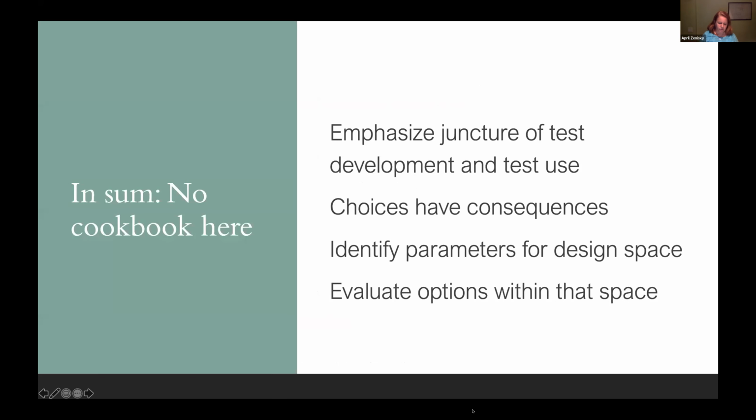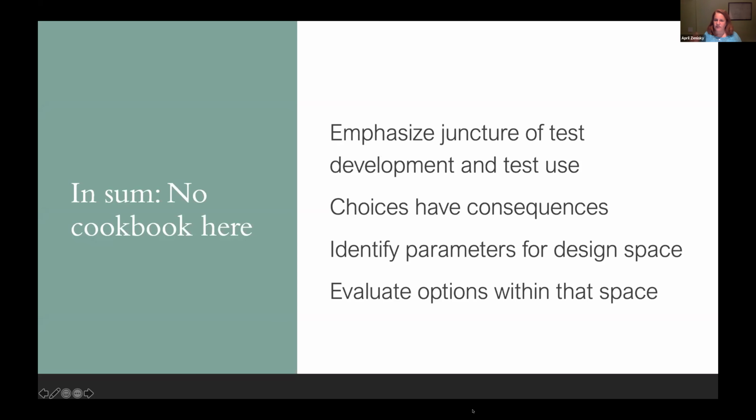So the few points that I wanted to illustrate here today: to me, design for multi-stage testing occurs at this interesting and fascinating juncture of test development and test use. And when we think about multi-stage testing, choices have consequences, like everything, I suppose. But some of the choices that you can make are going to be better for interpretation and use than others.